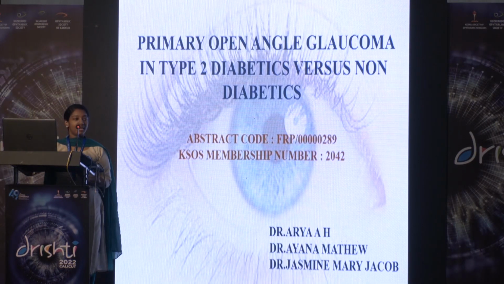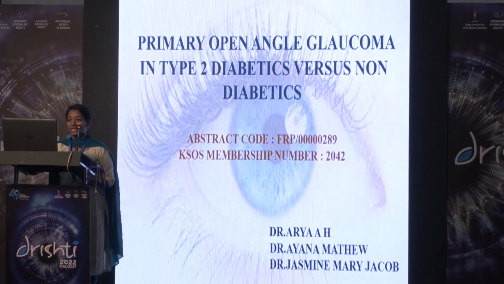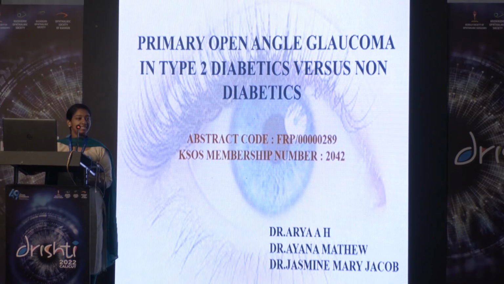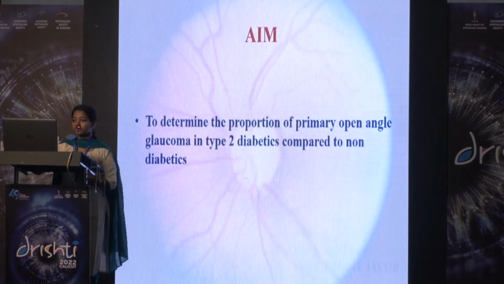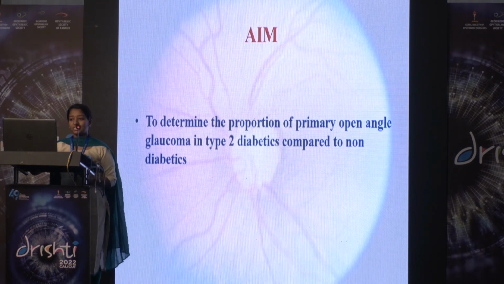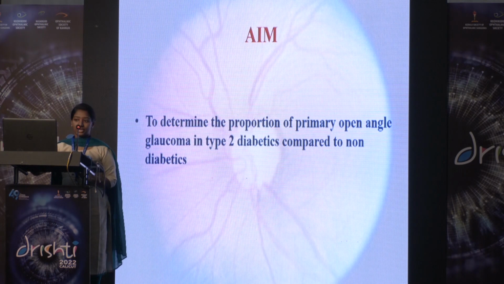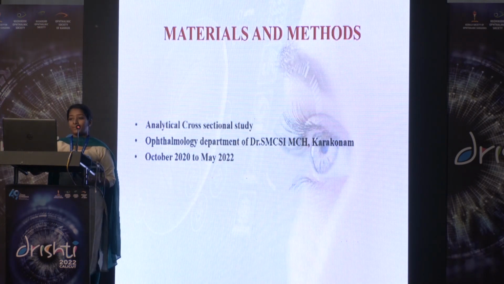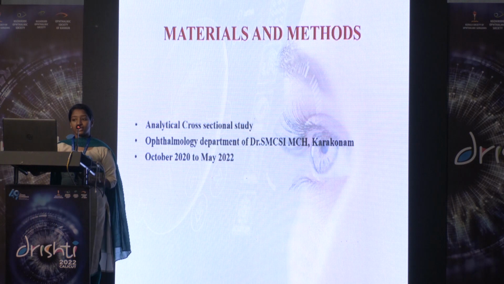I'm going to present my paper on the topic Primary Open Angle Glaucoma in Type 2 Diabetes versus Non-Diabetes. My aim was to determine the proportion of primary open angle glaucoma in type 2 diabetes compared to non-diabetics. My study was an analytical cross-sectional study conducted from October 2020 to May 2020 in the ophthalmology department.